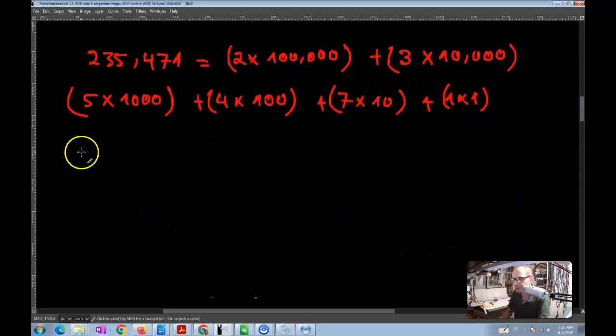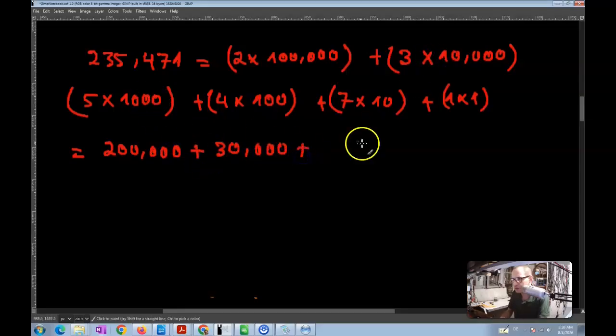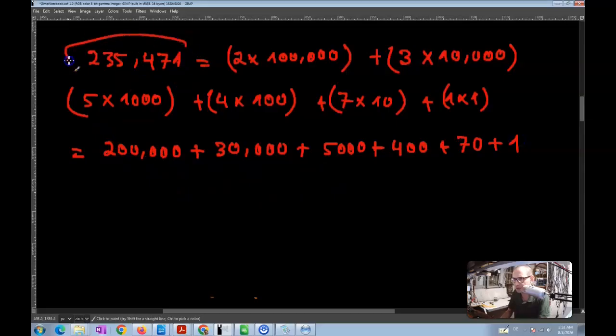And then if you calculate these different parts, that's 200,000, that's 30,000, that's 5,000, that's 400, that's 70, and that's 1. So this number you can write this way as well.